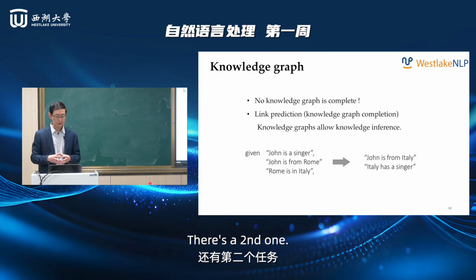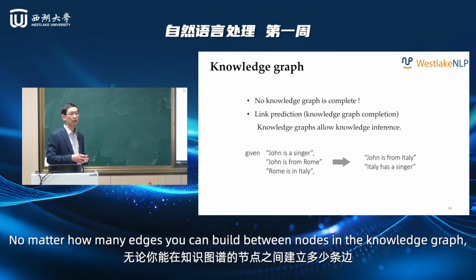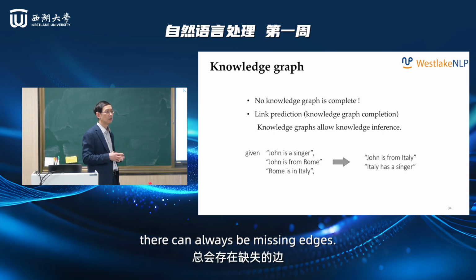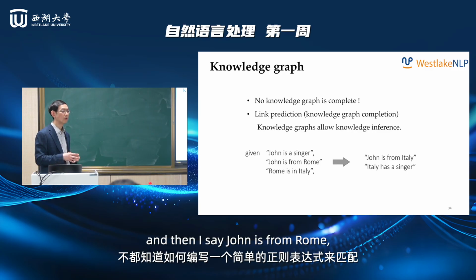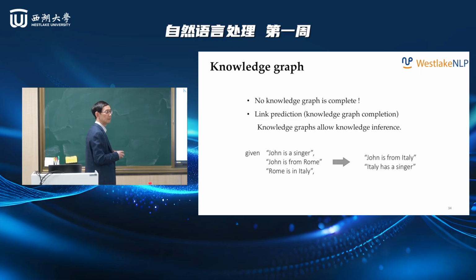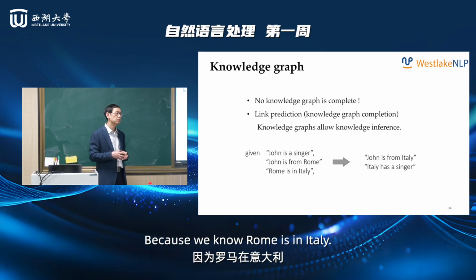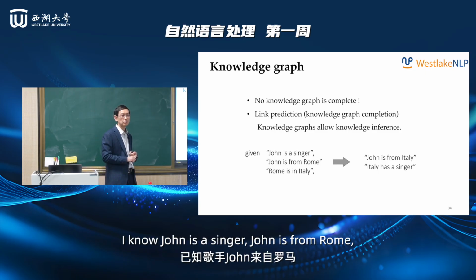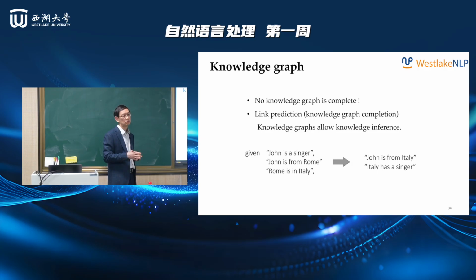There's a second one, okay? No knowledge graph is complete. No matter how many edges you can build between nodes in the knowledge graph, there can always be missing edges, okay? I give you an example. If I say John is a singer, and then I say John is from Rome, then we can infer a lot of things from it. Because we know Rome is in Italy, right? So when I know John the singer, John is from Rome, I can infer that Italy has a singer.